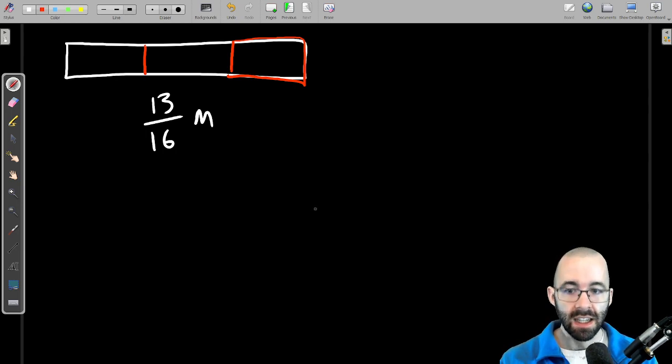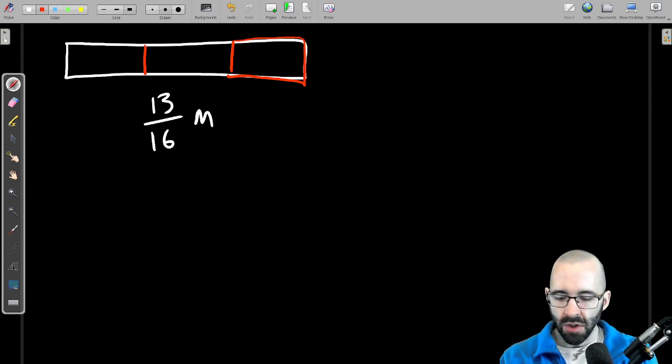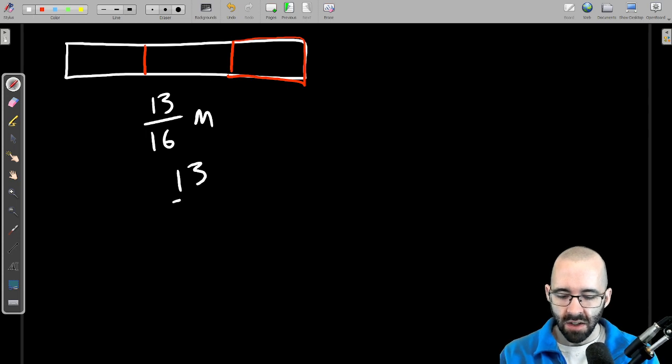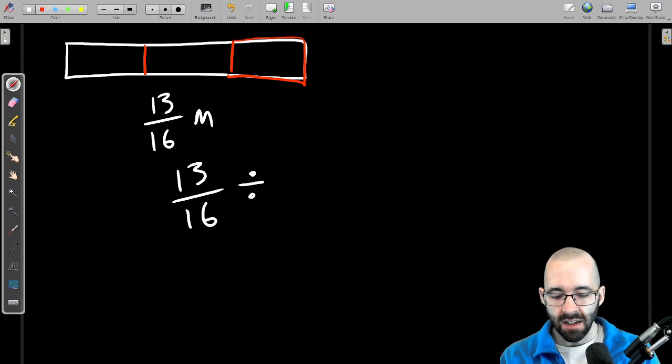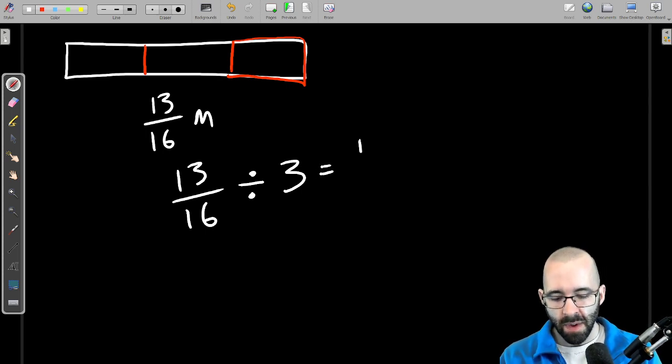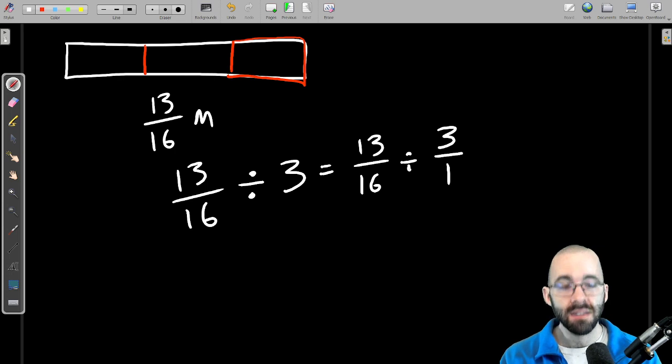Well, we're dividing it into 3. That's the hint. So we have 13 over 16 meters, dividing it into 3. So we take that full length and we divide it by 3, and that's going to be the answer for our length. Remember, when you divide, you can write 3 as 3 divided by 1. 3 over 1 is the same thing as 3. You can check it on your calculator.